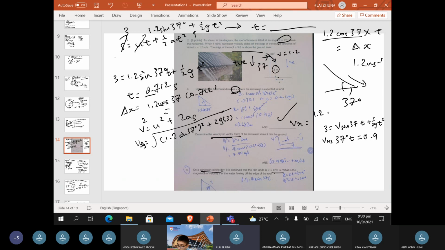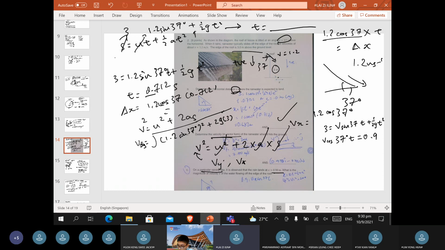Vx is still 1.2 cosine 37. But Vy is not going to be the same because Vy is going to be pulled down by gravity. And I know that I have this lovely equation, right? The final velocity squared is the initial velocity squared plus 2 times acceleration times displacement, correct? And I know acceleration is g. I know this displacement is 3 meters. I can find this very easily. So this is my final Vy. I have my Vx, which is initial. Then I can find the vector form.